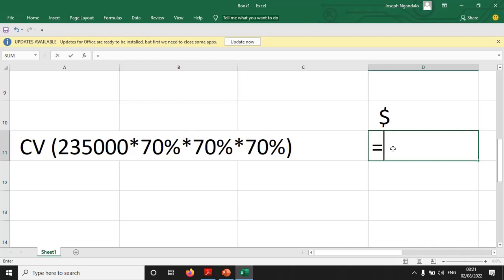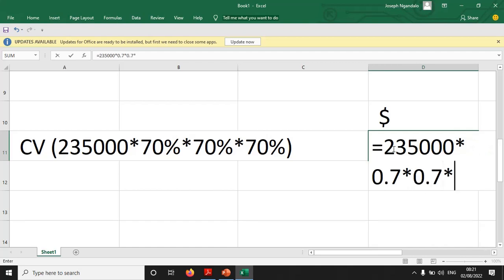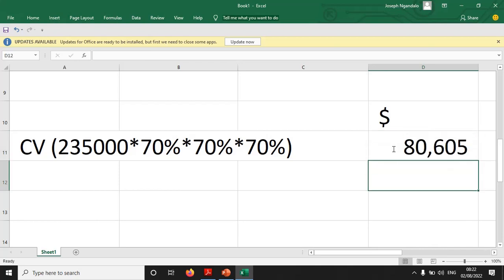So, do you want me to do it for you again there? 235,000. Are you there? By what? 70%, right? By what? 70%. Again, by what? 70%. How much are we getting? 80,000? Do we agree with that?